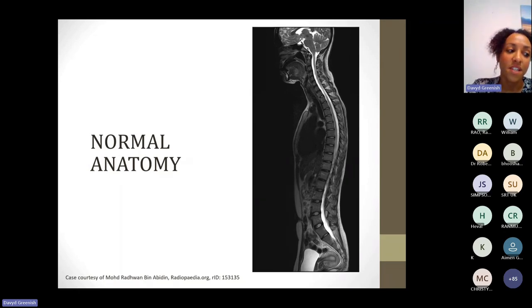So the number of vertebrae in the cervical spine is 7, but the number of nerves is 8. So that means that in terms of your exiting nerves, if it's in the cervical spine, then the nerve root will come out above the level that you're at. So for example, the C4 nerve root will come out between C3 and C4. If you're in the thoracic or lumbar spine, then it's going to be below. So for example, the L4 nerve root is going to come out between L4 and L5.